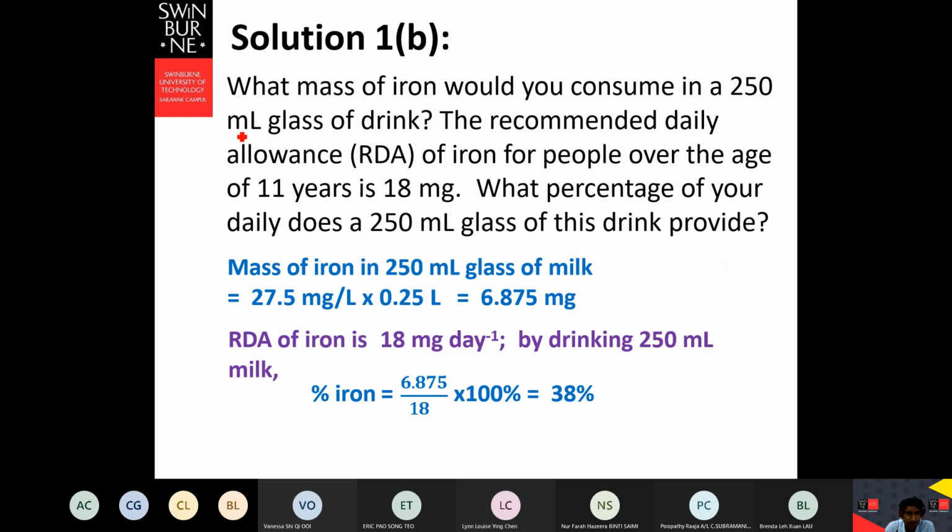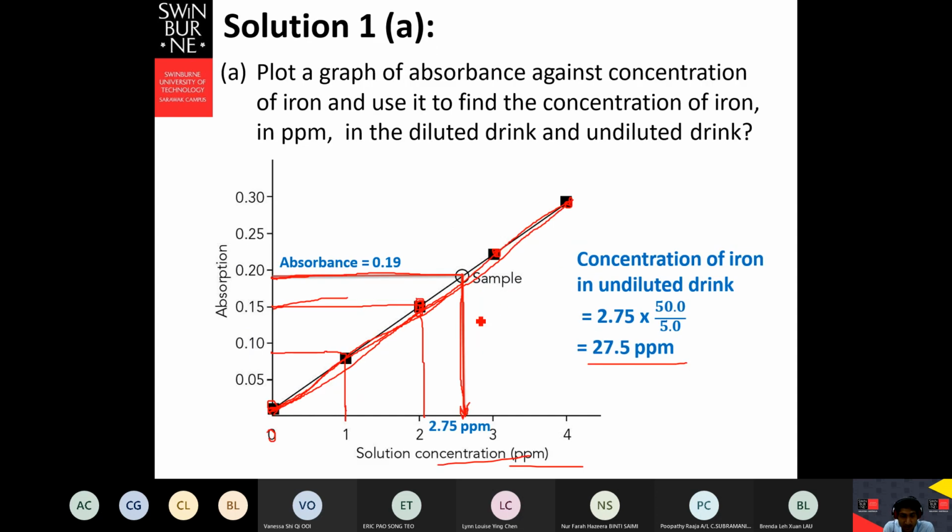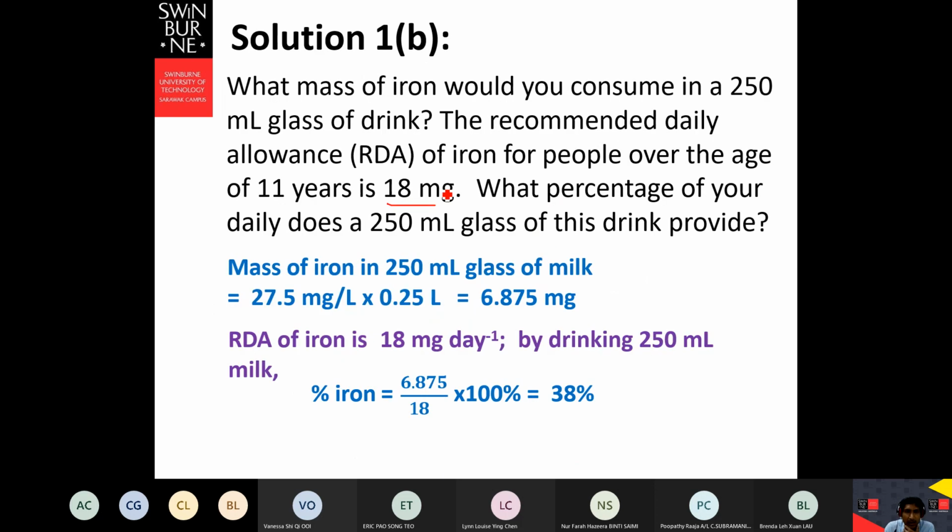So it is simple math: what mass of iron would you consume in a 250 milliliter glass of drink? The recommended daily allowance of iron for people over the age of 11 is 18 milligrams. What percentage of your daily dose does a 250 milliliter glass of this drink provide? In my drink, 27.5 ppm of iron is there. How much will a 250 milliliter glass of milk give you?